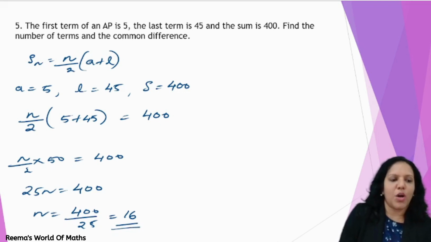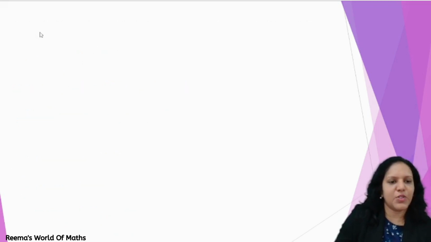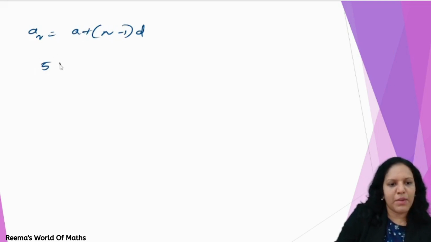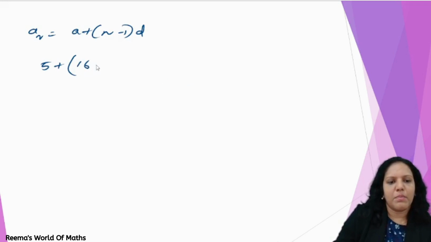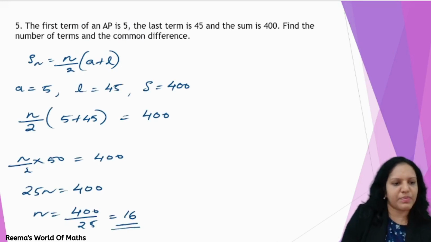Also we need to find the common difference. So for the common difference, we know for any nth term, the formula is an equals a plus (n minus 1) into d. So here 45 is the last term. So that is 5 plus, how many terms are there in the AP? It is 16. n equals 16. (16 minus 1) into d equals how much? 45. Correct? 45 is the last term.